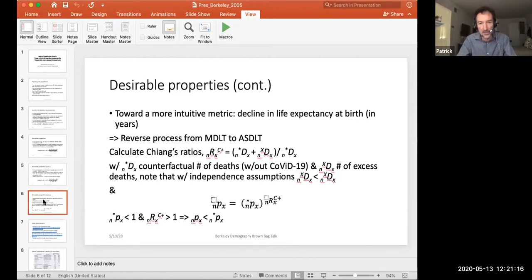So we calculate Chiang's ratio and we adjust probabilities by these ratios. Now the ratios are bigger than 1, so we compare the new number of deaths we project to the counterfactual that would have been projected without COVID-19. So that's a ratio that is bigger than 1. And since the probability of survival is less than 1, when we raise it to this power, of course, the probability of survival declines. So from this, we can complete the life table.